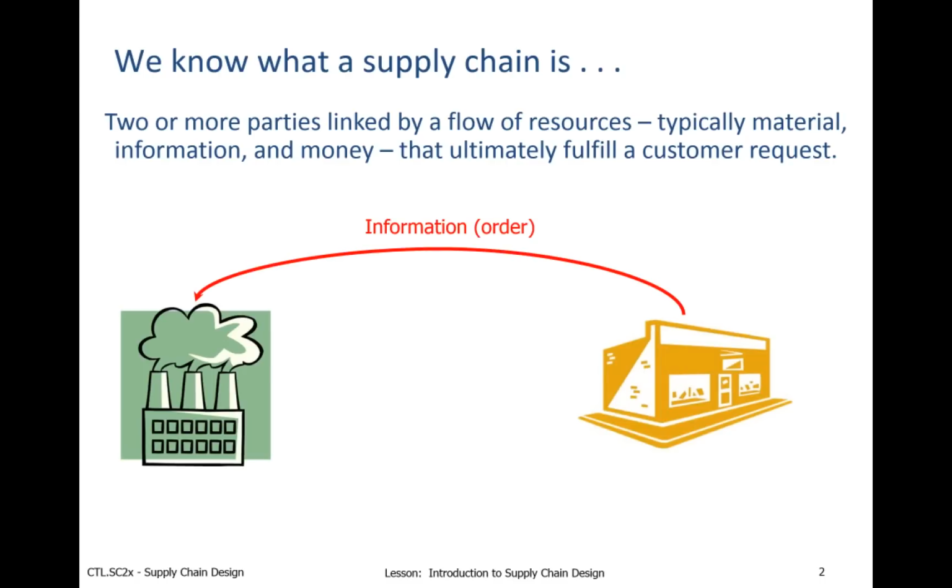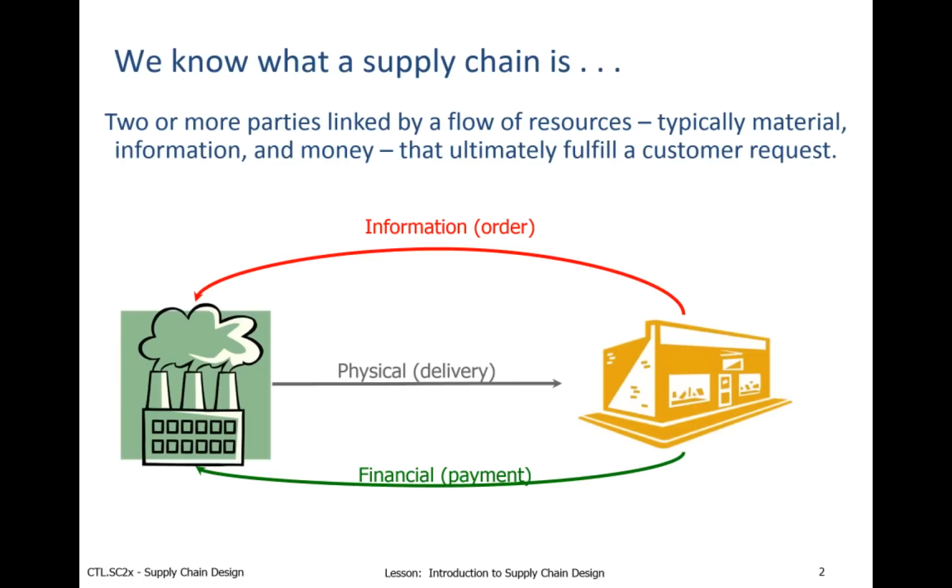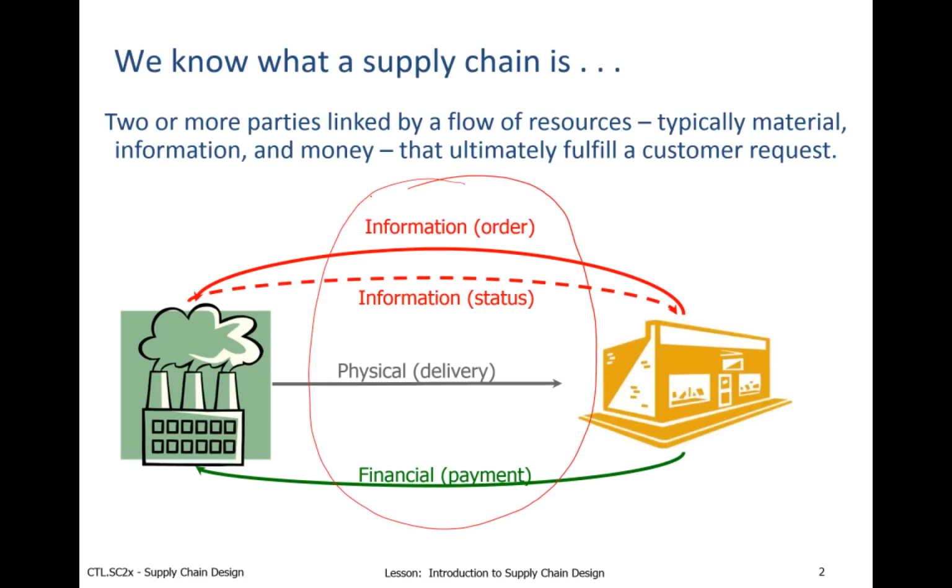There's the information flow, and the primary information flow is the order. I place an order for something. Hopefully it comes to me delivered, it's physical, and there's some kind of financial payment back. And there's also other information flows in between, usually the status of the delivery. So what we really like to think about supply chains is you're managing these different types of flows.